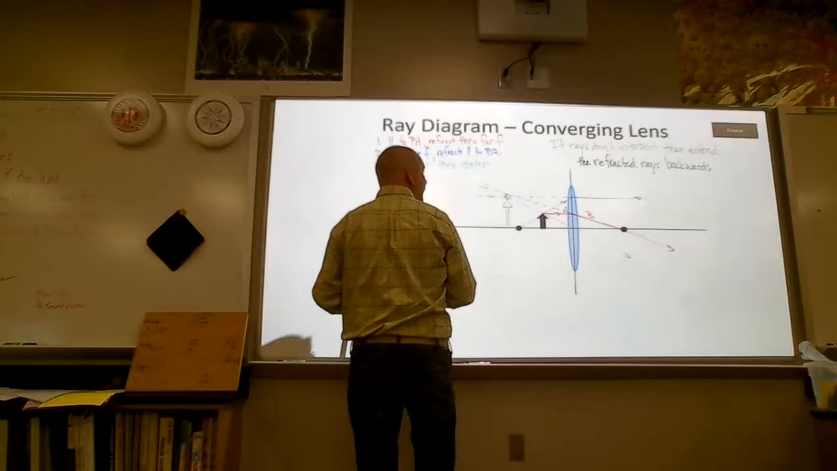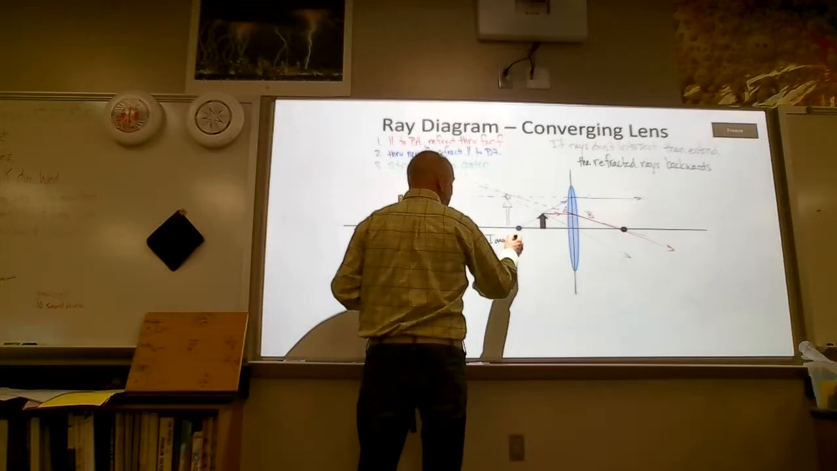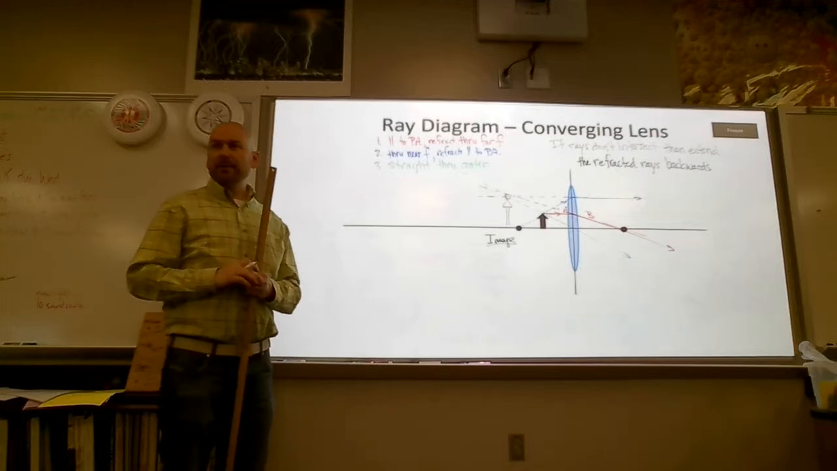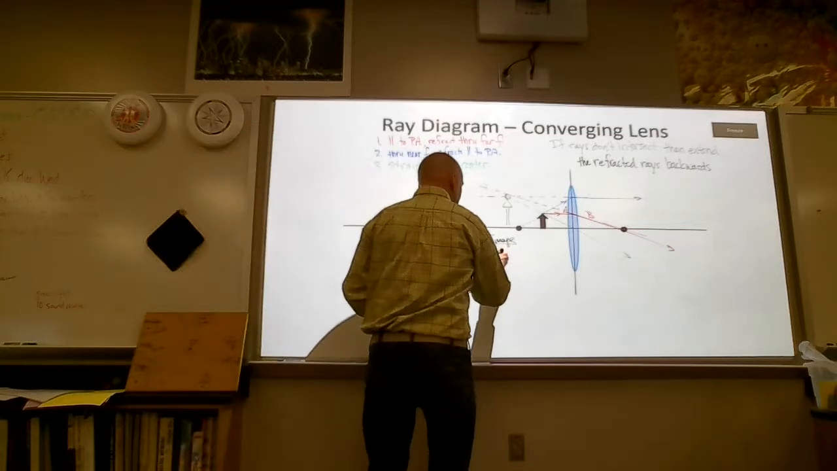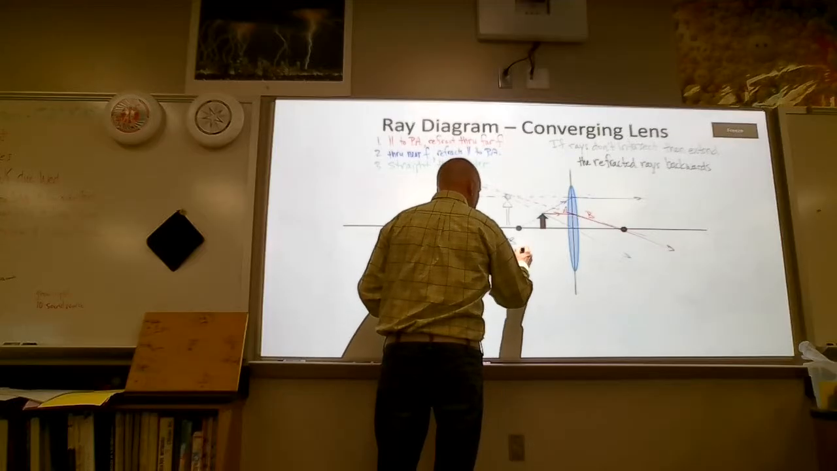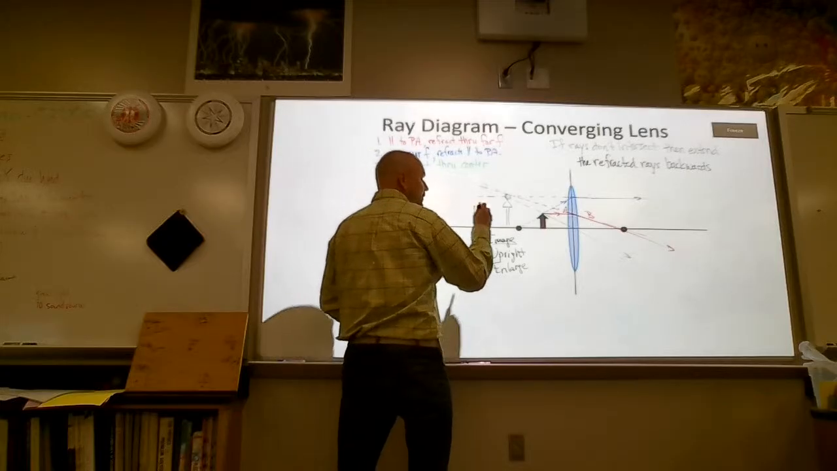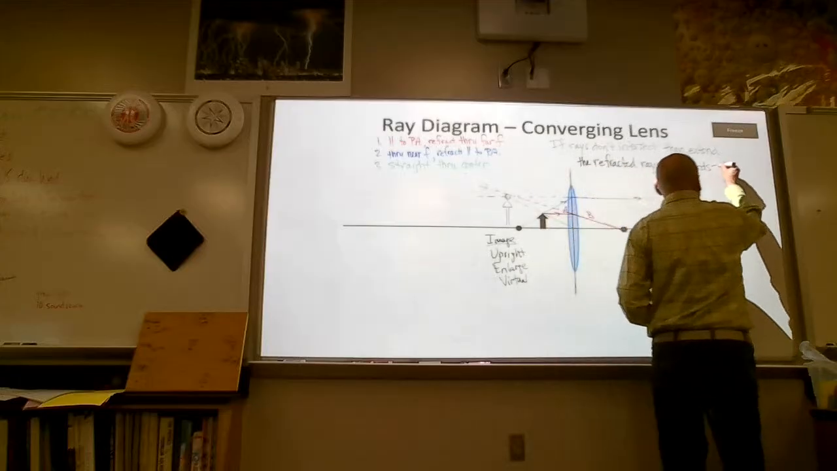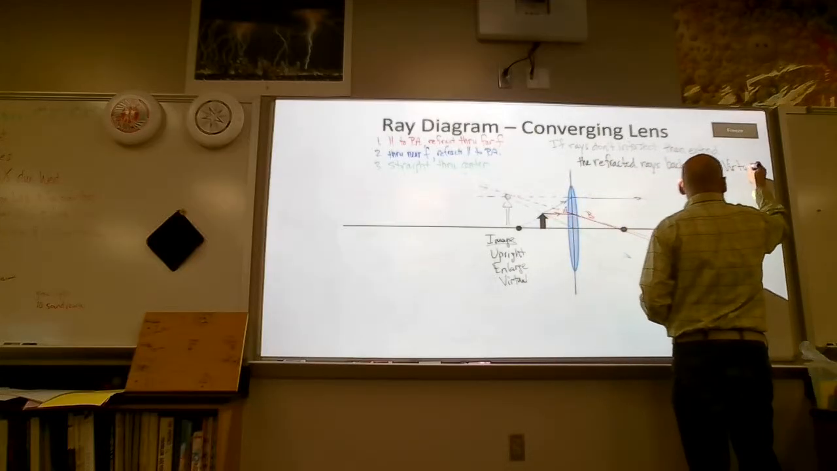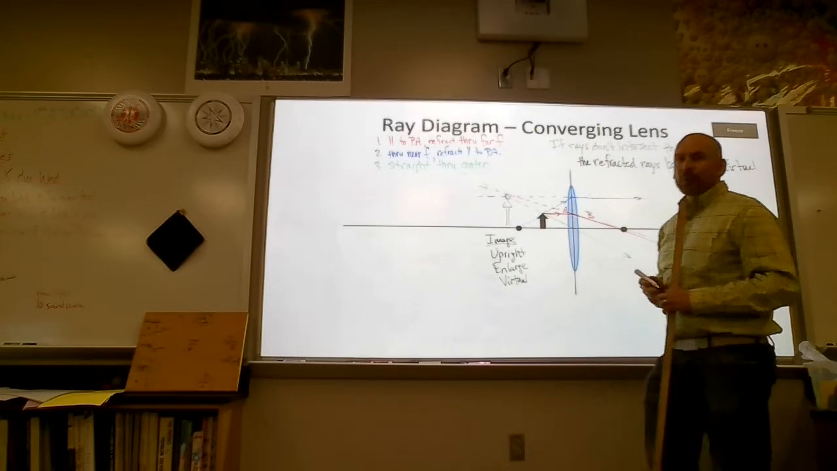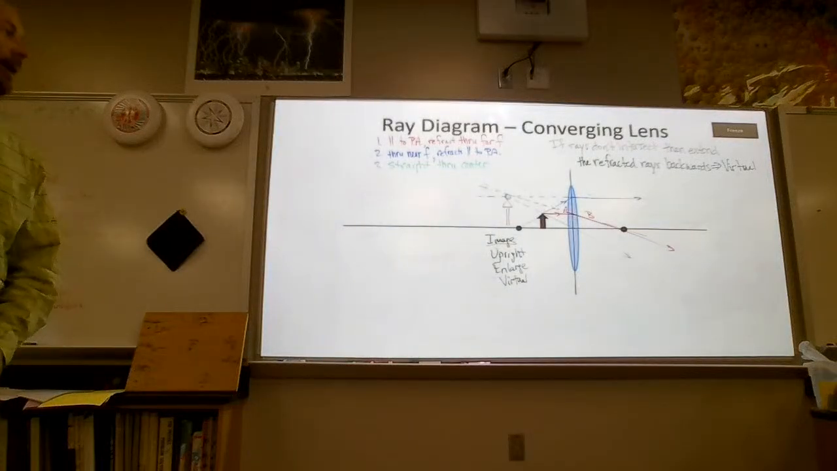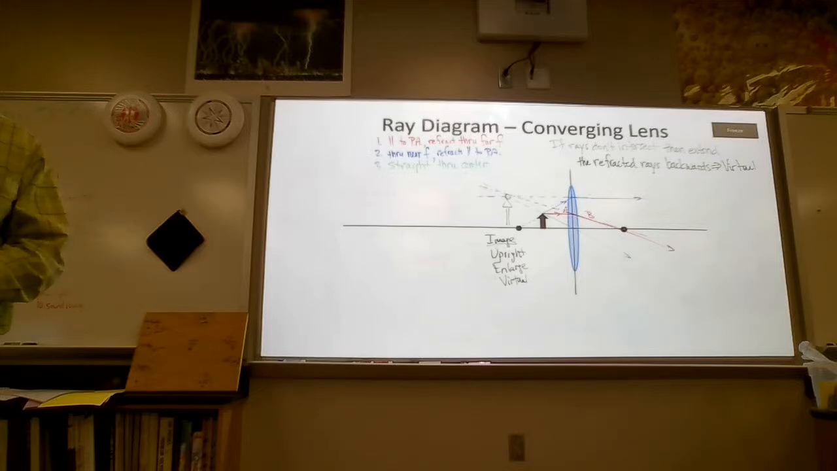So, is the image you describe as upright or inverted? Upright. Shrunken or enlarged? Enlarged. And it is virtual. What does that mean? That means the light rays don't actually converge, but your eyeball is a lens in and of itself, and your brain and your lens put it together so you see an image.